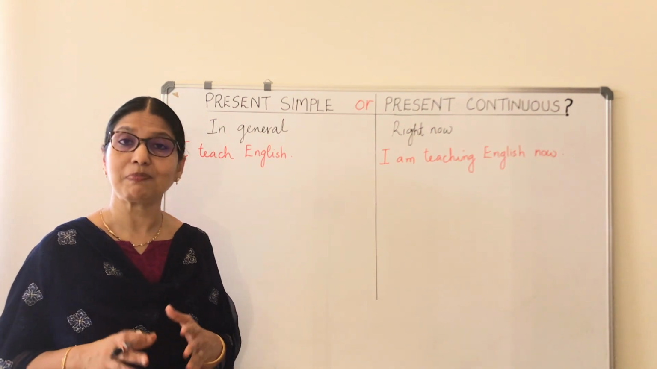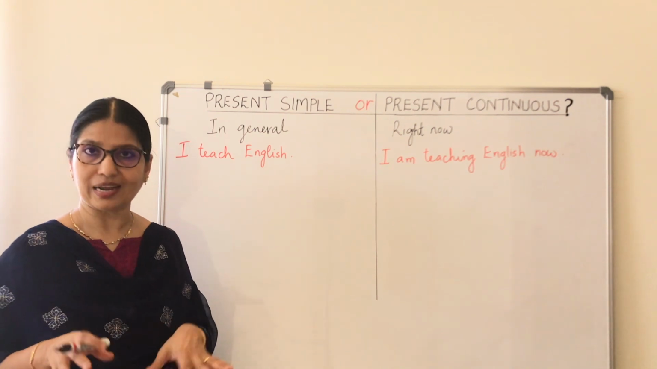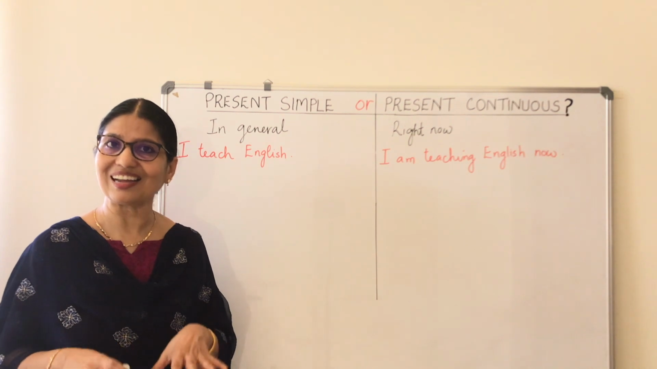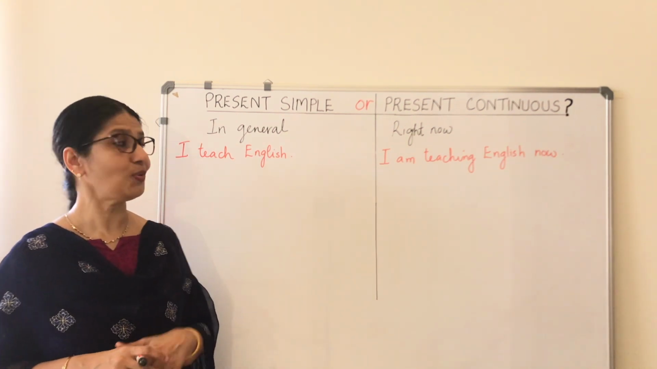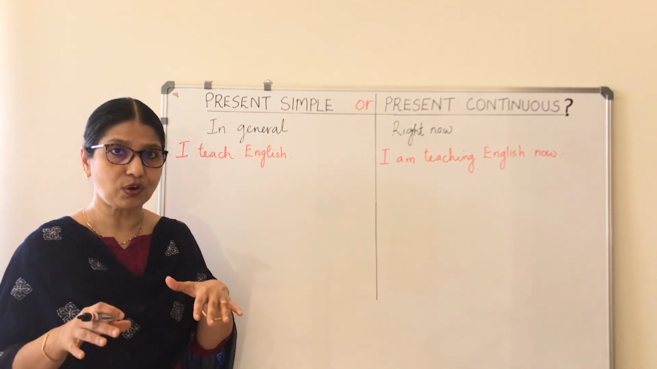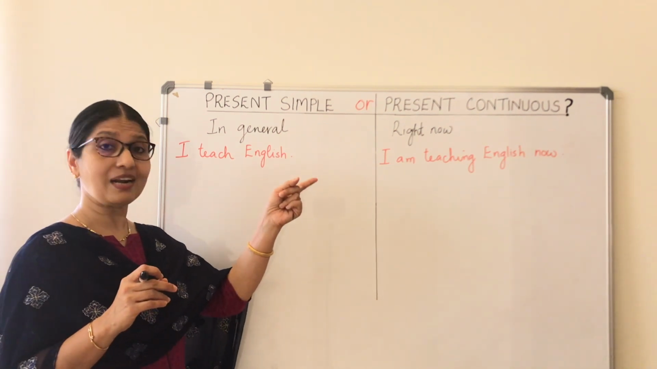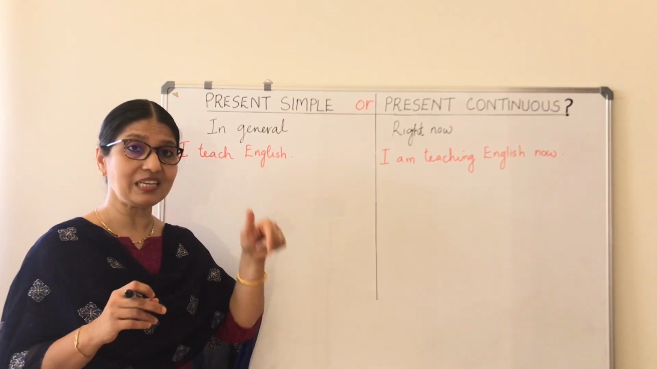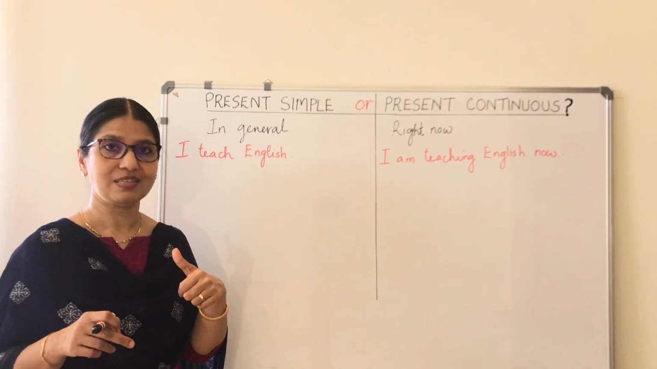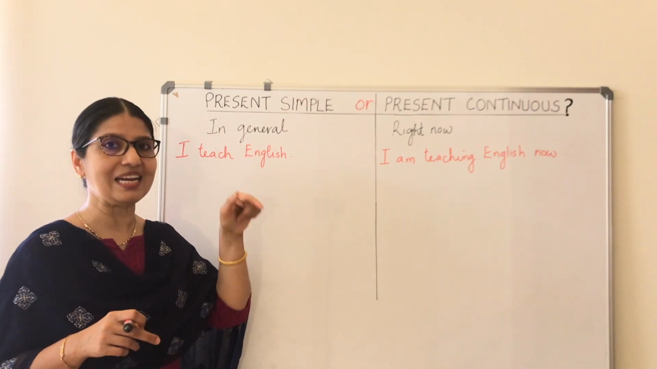Most importantly, present simple tense is used to talk about general situations, whereas present continuous tense is used to refer to something which is happening right now at the moment of speaking. So look at this example. I teach English. I'm not referring here to what I'm doing now. This is a general statement. I teach English. Whereas there I am saying I am teaching English now at the moment of speaking. This is what I'm doing. So that is a continuous action and you can see that I'm using it with the word now.